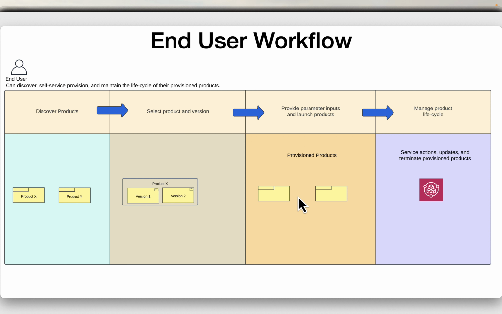Each product has a one-to-one mapping with a CloudFormation stack. Those get provisioned, and the user will have a link, an association with the product they have provisioned. And finally, they have the product lifecycle. If the catalog administrator updates the version, they can take service actions, updates, and terminate provisioned products. Either they can upgrade to a newer version, or they can terminate it if they no longer want or use it. So this is the end user life cycle.